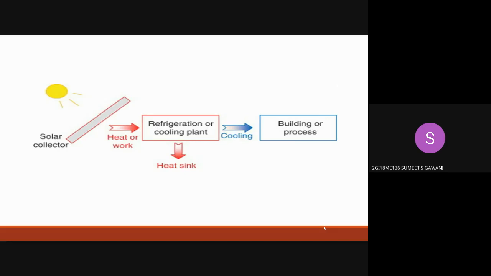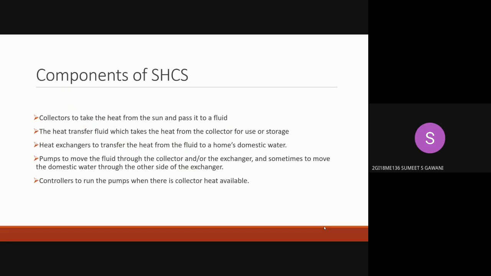Let's see the components used in SHCS, solar heating and cooling systems. Collectors take the heat from the sun and pass it to the fluid. For this we use a solar panel, which collects the solar radiation and converts it into heating of the pipes. An example is in Shirdi, where a system absorbs the solar heat from the sun, and a pipe has water flowing within it. The water is heated so that it turns into steam, which is used for cooking the food.